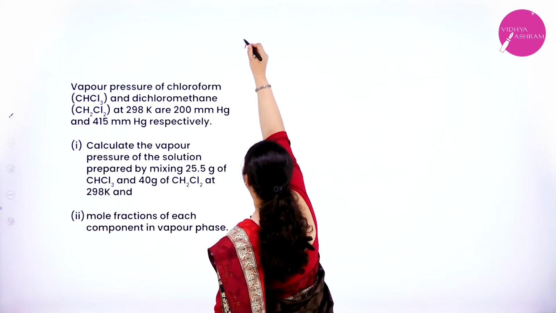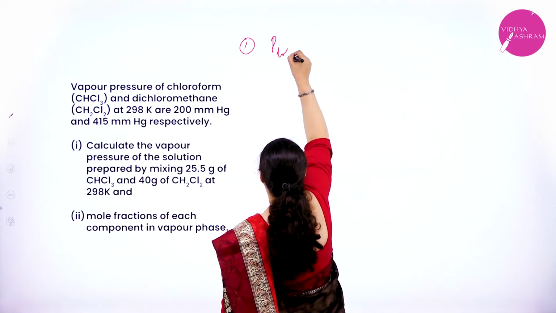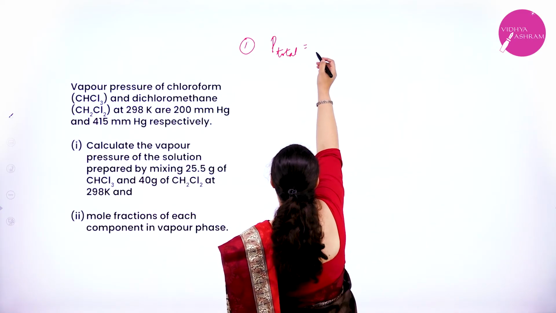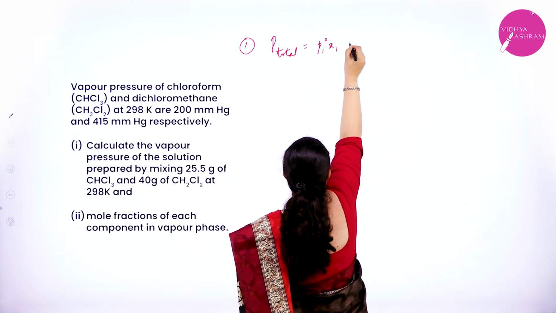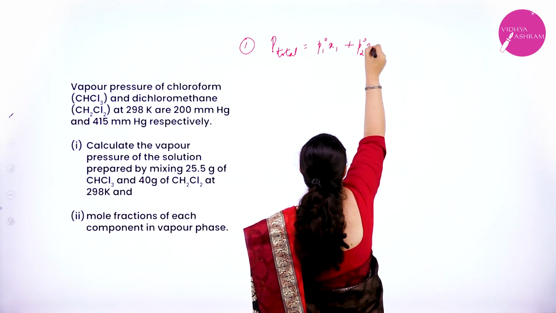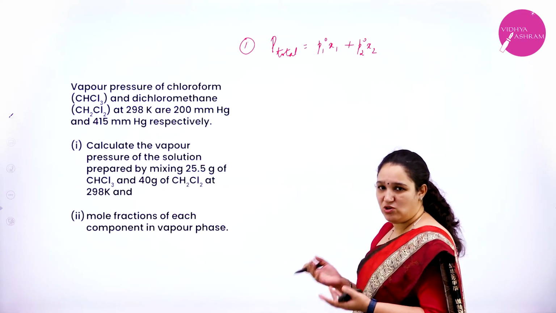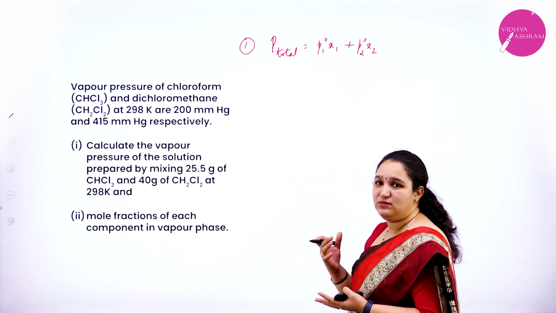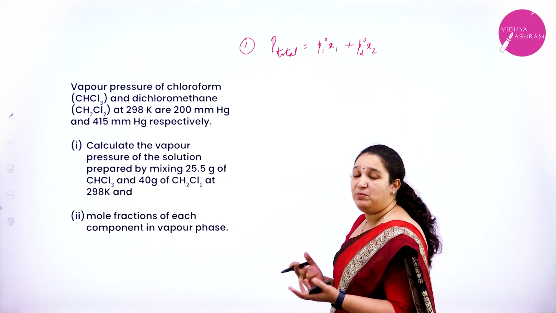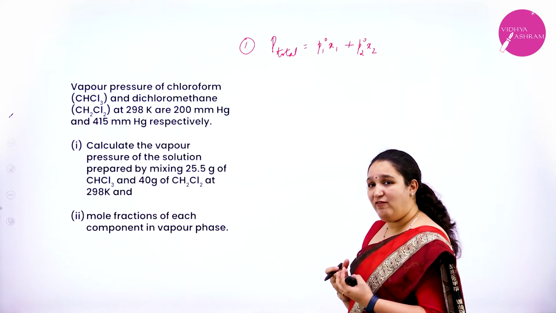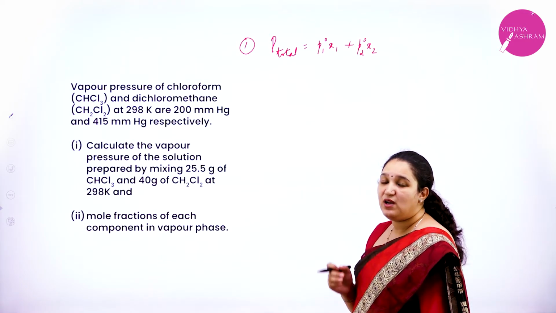So the first part of the question, I shall solve. See, I want P total, which is equal to P1 naught x1 plus P2 naught x2. From this, what I get to know is, I need to know the mole fractions of both and the vapor pressure of the pure components. Correct? The pressures of the pure components I have got, but mole fractions I do not have. But I have all the data to calculate the mole fractions of chloroform and dichloromethane.